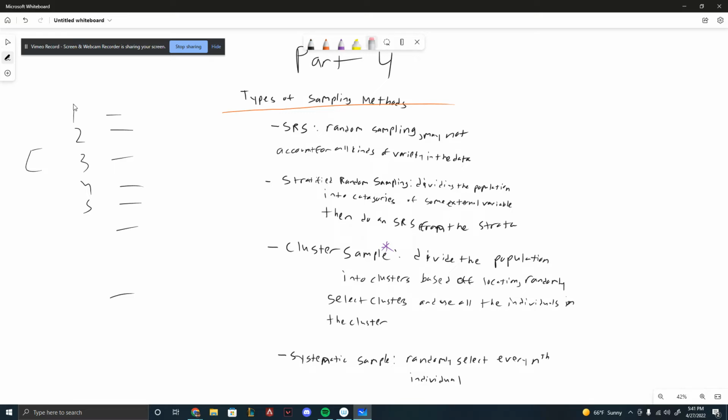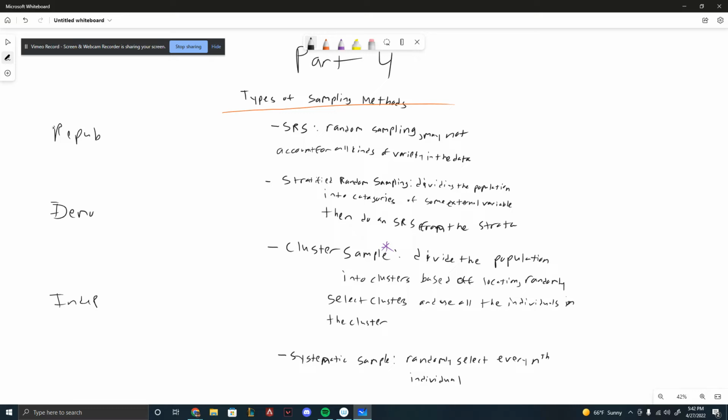A stratified random sample is basically dividing the population into categories of some external variable, and doing an SRS from the strata, or the categories that you're dividing it into. An example of this would be dividing people by, let's say, political preference to see what kind of changes between them, what they call the political parties. So you could divide people by Republican, Democratic, and Independent. There are some others I'm leaving out right now. These are just the main three.